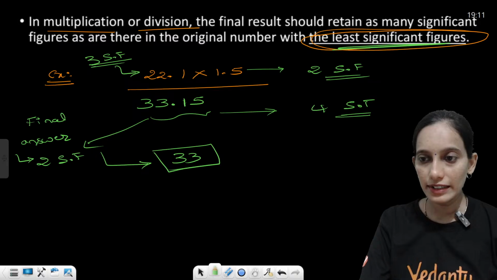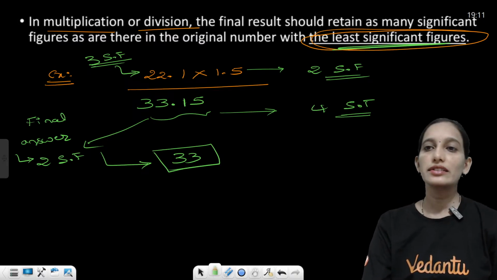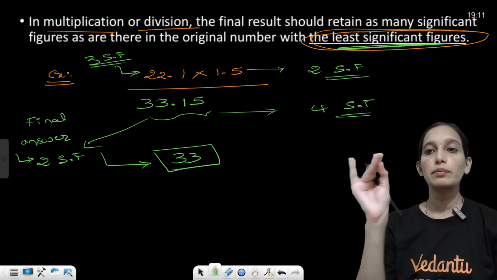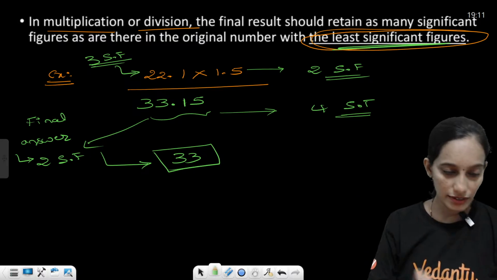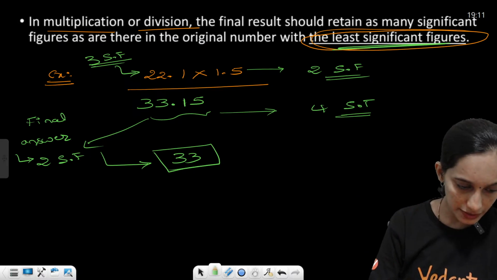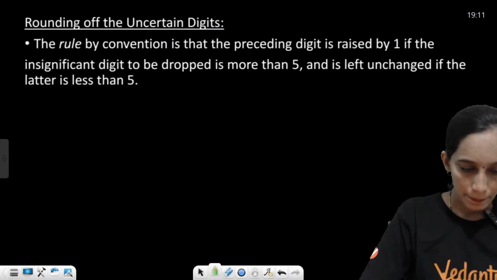Hope it is clear till here with respect to addition, subtraction, and least decimal place. With respect to multiplication and division, you have to keep the least significant figures in the given data. Yes, any doubts? Please raise your doubt in the chat box.